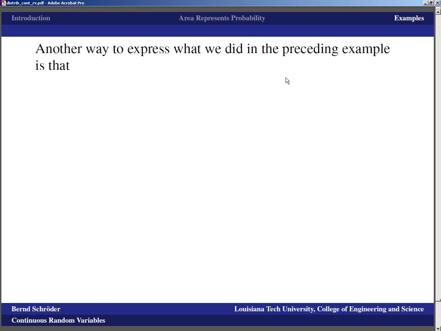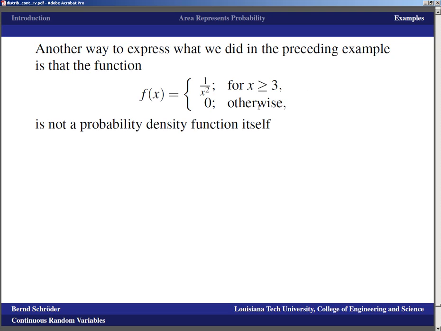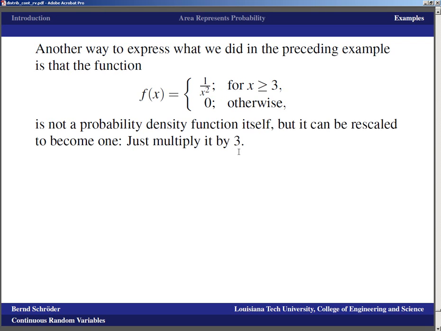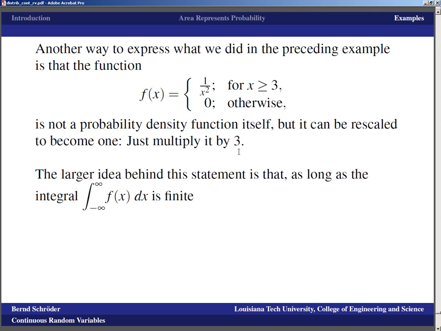Another way to express what we just did in that example is that basically the function f of x equals 1 over x squared for x greater or equal than 3 and 0 otherwise, is not a probability density function itself, because we've just seen that if you go back to the previous panel, that integral is 1/3, so it violates one of the axioms. But it is greater or equal than 0, and it can be rescaled to become a probability density function. Basically, we just have to multiply it by 3.